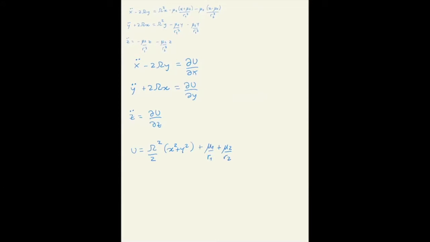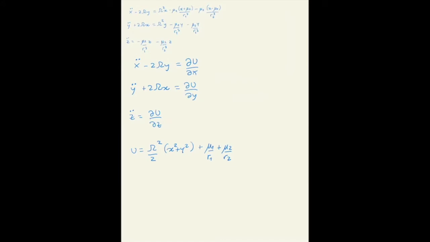So in this equation, x squared plus y squared is the centrifugal potential, and the terms 1 over r1 plus 1 over r2 are the gravitational potential. So the partial derivatives of these are what give rise to the centrifugal and gravitational forces. And these terms here are the Coriolis force.